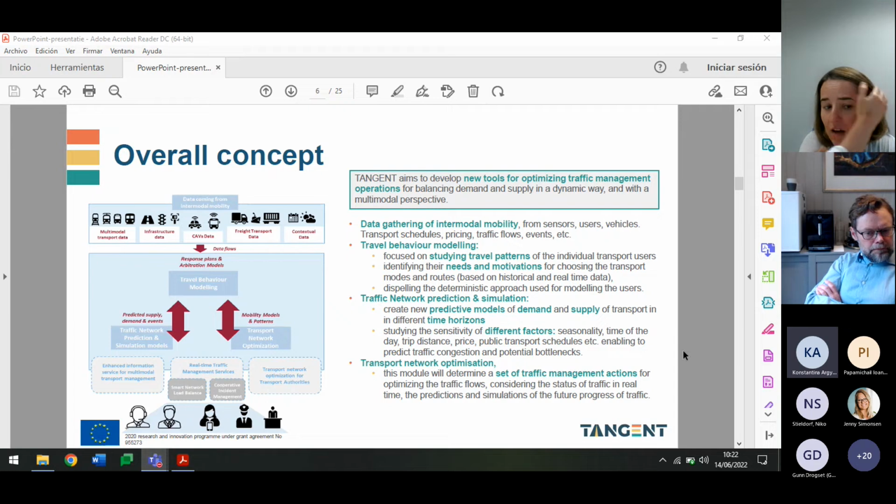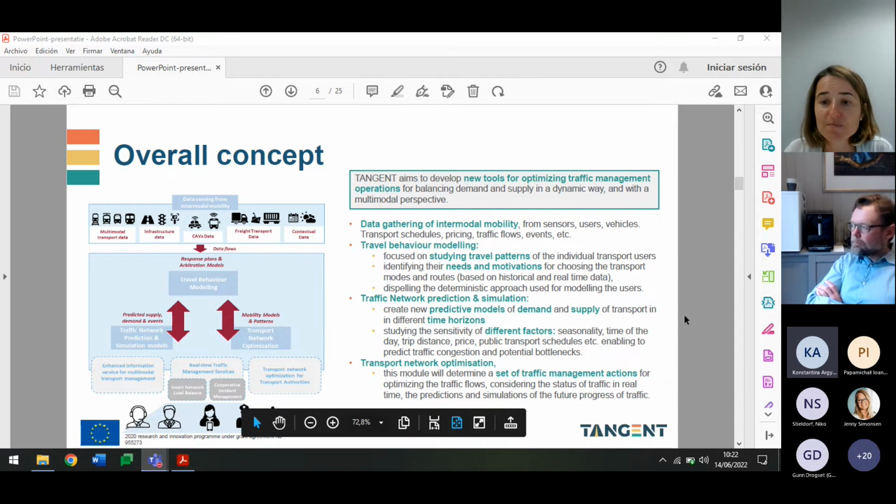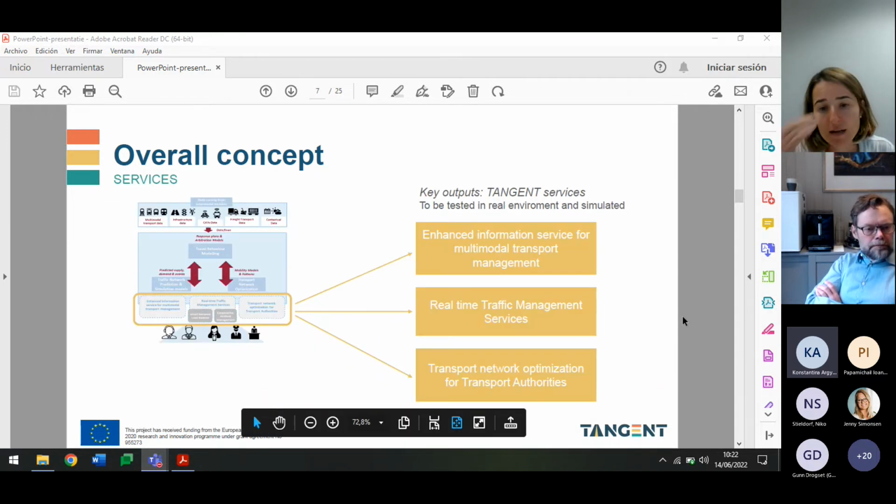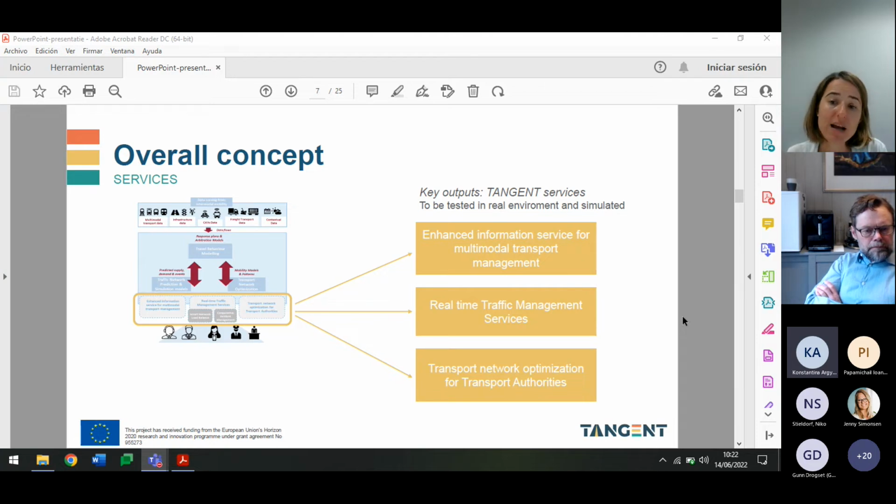The visualization of these outputs will be done basically in 3 services that you can see in the diagram at the bottom, that are the enhanced information service for multimodal transport management, the real-time traffic management services, and the transport network optimization for transport authorities. And now I will go through explaining each of the services, let's say the key outputs. These 3 services will be tested in real environments, and also simulating different scenarios, but based on specific case studies with the cities that we have involved in the project.